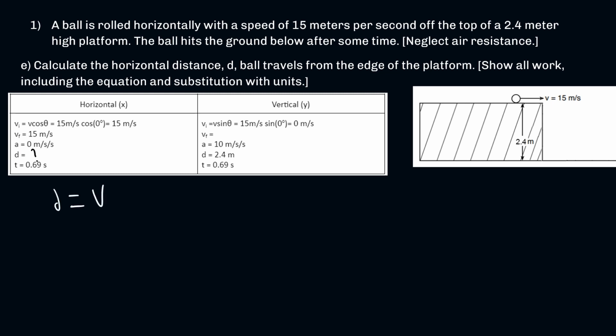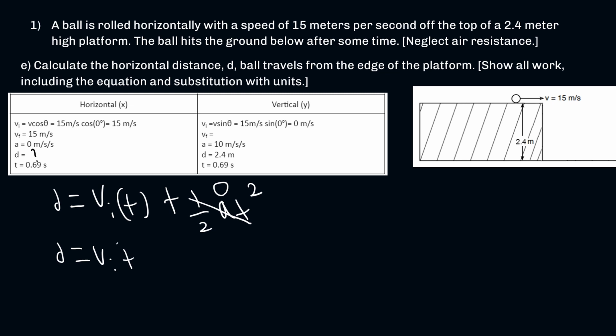d equals vit plus 1/2 at squared. The difference between this part, when you're trying to find a horizontal distance, and in part D, where we're trying to find just the time, is that instead of having my initial velocity as 0, I have my acceleration as 0 for now the horizontal direction. So that means the whole 1/2 at squared term is going to be canceled out, because anything times 0 is 0. So over here, this cancels, and I'm just left with d equals vit.